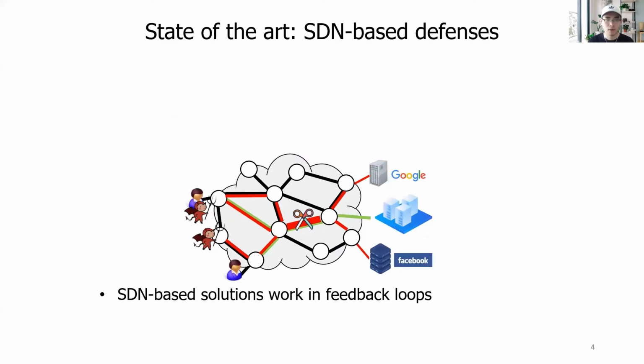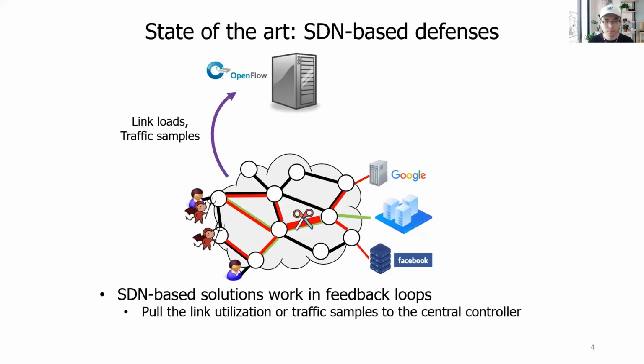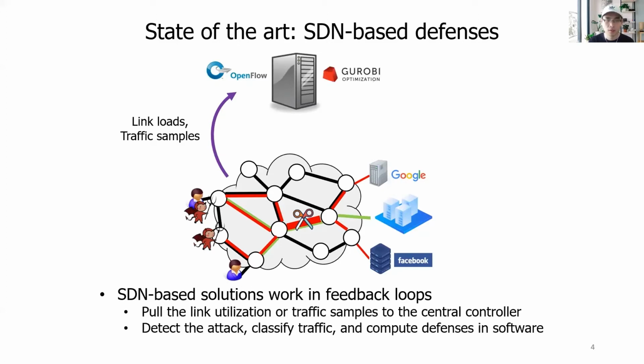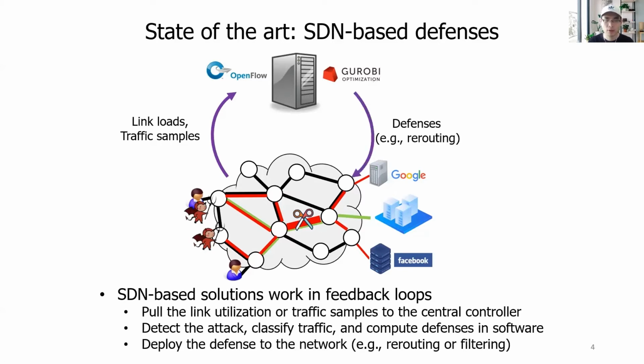Link flooding attacks happen in the network, so they require in-network defense. State-of-the-art defenses developed in the security community are based on OpenFlow SDN. At the heart of the SDN solution is a central controller that works in feedback loops. The SDN solution can pull the link utilization or traffic samples to the central controller for further analysis. The central controller can run some algorithm to detect the attack, classify the traffic, and compute the defenses in software. Finally, the controller will deploy the defenses to the SDN switches. Commonly used mitigations include routing traffic to alternative paths or filtering suspicious traffic.